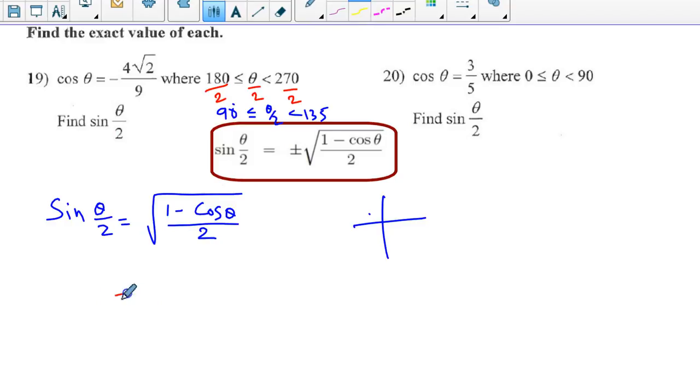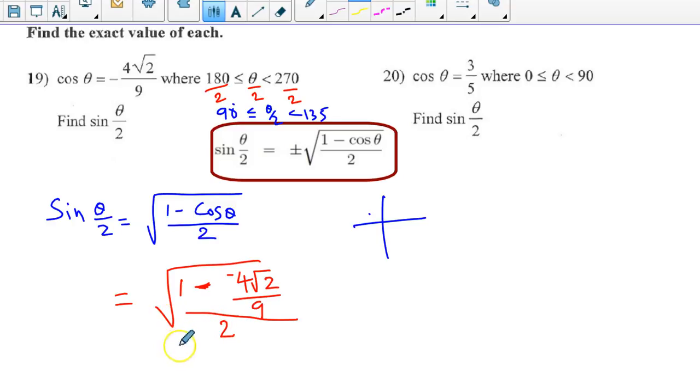Okay, let me substitute the value. 1 minus that cosine theta, which is negative 4 square root of 2 over 9. So this is the value of that 1, I just copied that. There is a minus sign, so I got a minus. Cosine theta is negative of this whole thing. And in the denominator, I should have 2. This 2 is in the denominator. I should have extended this radical sign.